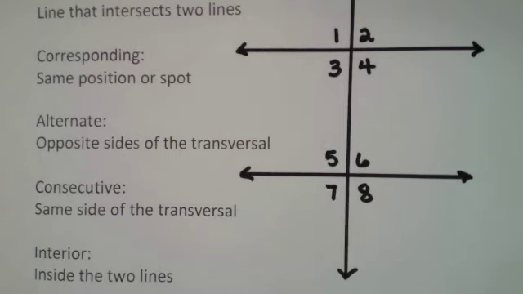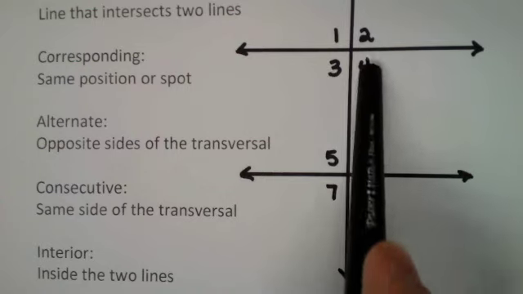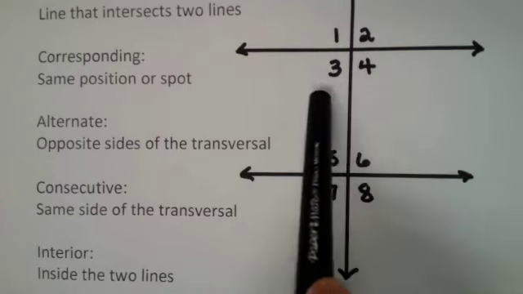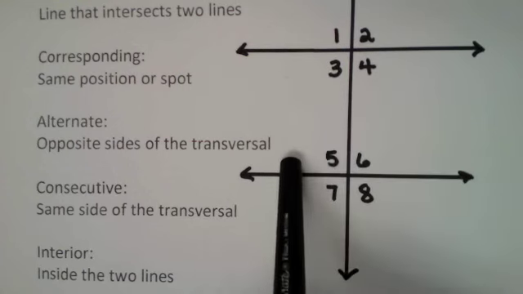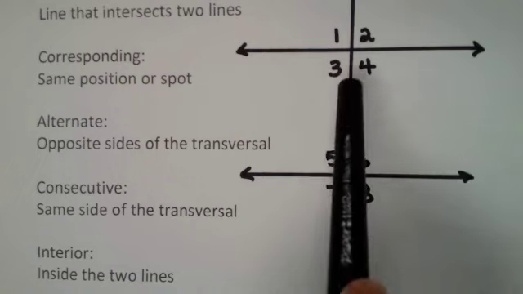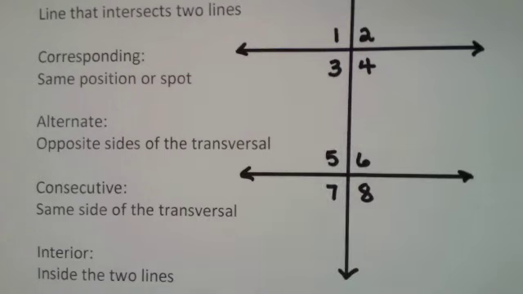What they're going to do, though, is put these words together. They're going to pick two of these words and put them together, and it has to meet both conditions. For instance, alternate interior angles. That means they have to be on opposite sides of the transversal and inside here. So the ones I have that are inside are 3 and 4, 5 and 6, but which ones are alternate? Like 3 and 6, they're on opposite sides and inside: alternate interior angles. 4 and 5 are alternate and inside: alternate interior angles.